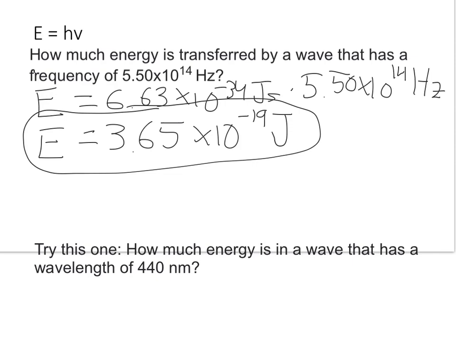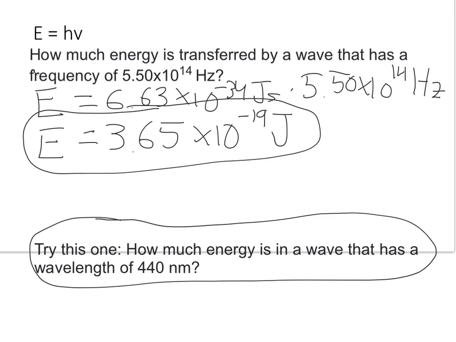I have one down here at the bottom for you to try before we leave. It says how much energy, right, is in a wave that has a wavelength of 440 nanometers. Now, in order to do this, you have to go back and use the C equals lambda times frequency one in order to find the frequency, and then you can use this equation right here to find how much energy. So it takes 2 steps to do that one, right?